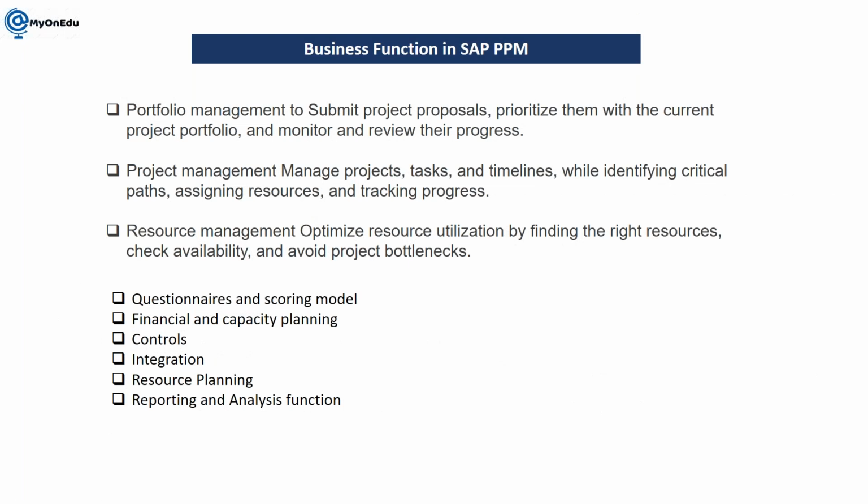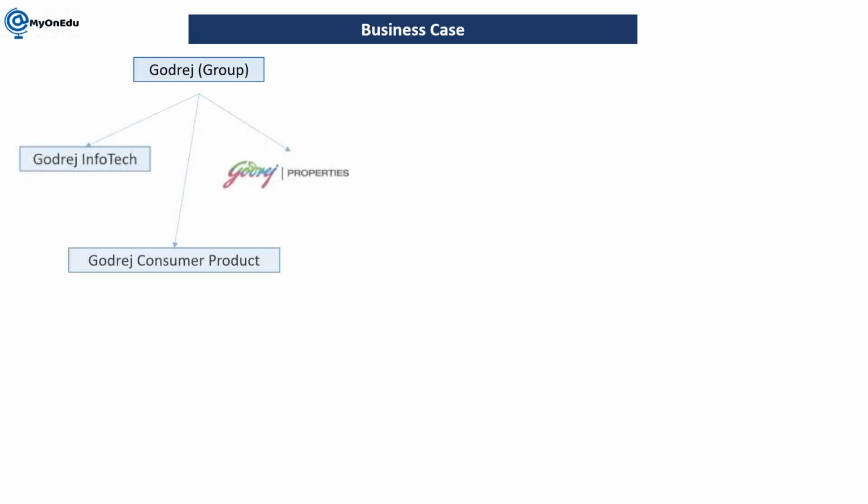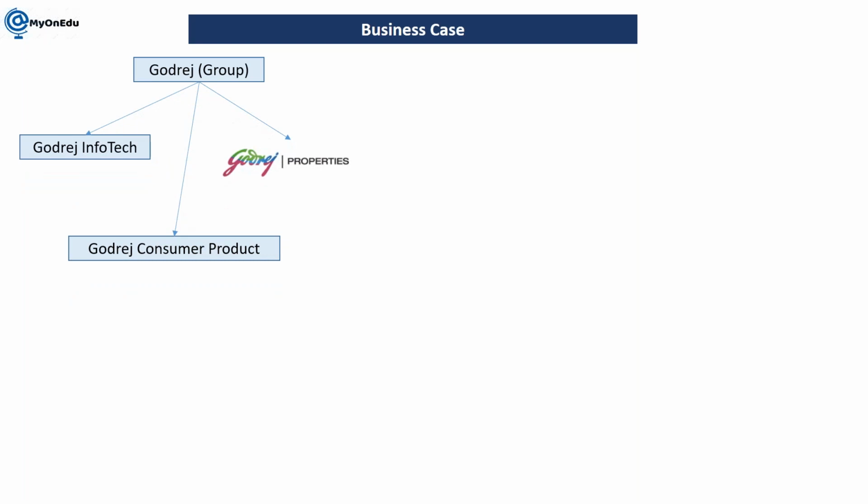Business functions in SAP PPM we have already gone through in my previous slide. Here I'm going to take one business case to understand portfolio project management, from the Godrej Group. The Godrej Group has different subsidiary companies. I have taken three different companies here as an example: Godrej Infotech, Godrej Consumer Products, and Godrej Properties.